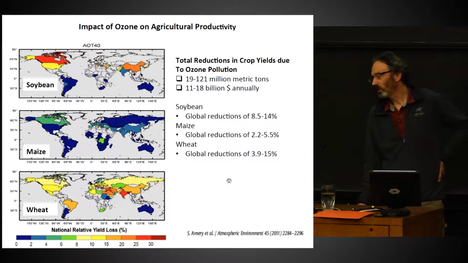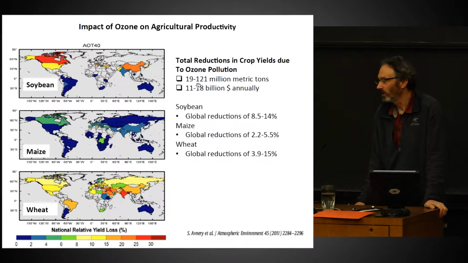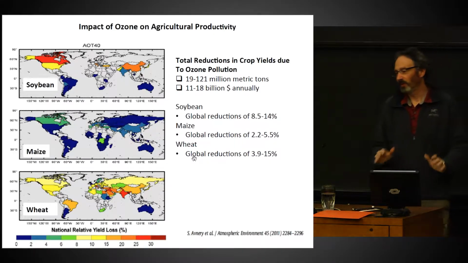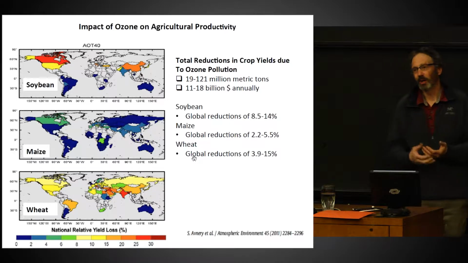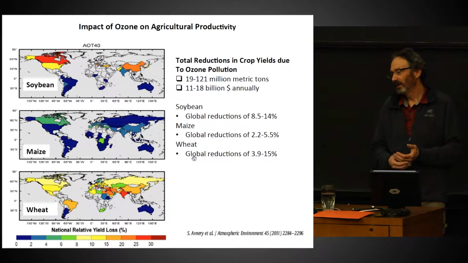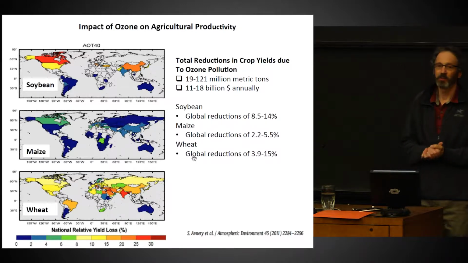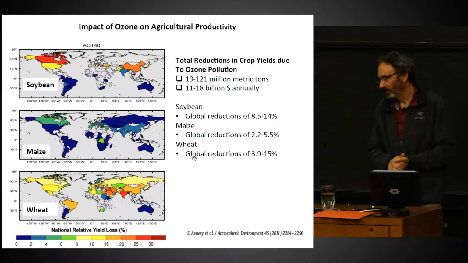So in terms of metric tons, there's quite a few. There's a wide range. And there's billions of dollars lost annually. So if you grow a lot of crops, that's fine. But if you live in a place where you're just growing enough crops to feed the population, then this can impact food security. If you lose 25% of your crop to pollution, this is a lot and can be quite important.